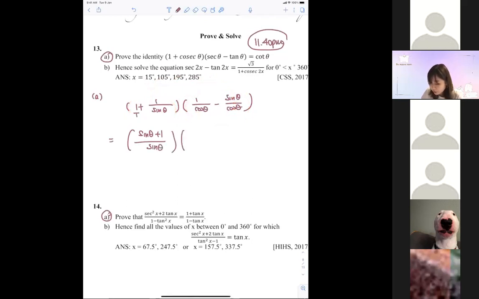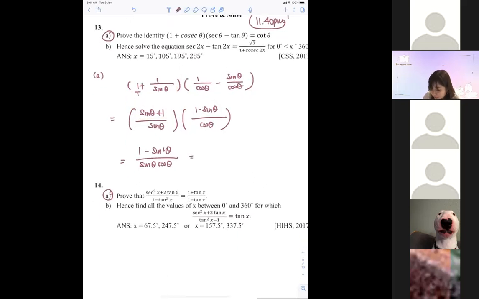This one, the denominator is already the same. You can combine over cosine theta. When you have fraction times fraction, top times top, bottom times bottom. So if you see top times top, a plus b, a minus b is your a square minus b square. Don't have to slowly expand. At the bottom is just sine theta, cosine theta. So 1 minus sine square theta is cosine square theta.